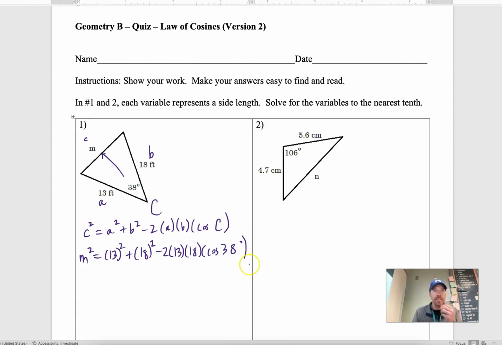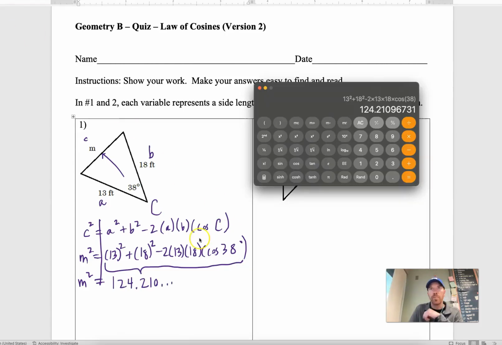Looking at this equation that we have now, the right side is a bunch of numbers and operations. This is where, if you want to break it down, you can. Just for brevity, just to be quick with this, I'm going to do this all on the calculator, and I'm just going to get one result to say m squared on the left is equal to one result for all of this on the right. So if I do that all in the calculator, I get 124.210, etc. Again, you might break it down into parts, and that's fine, and you might get something slightly different, but you should get something close to 124 point something.